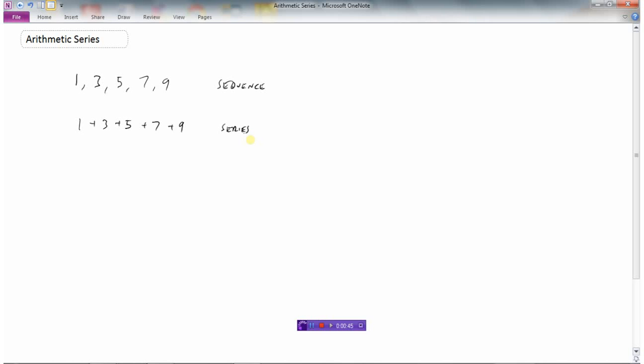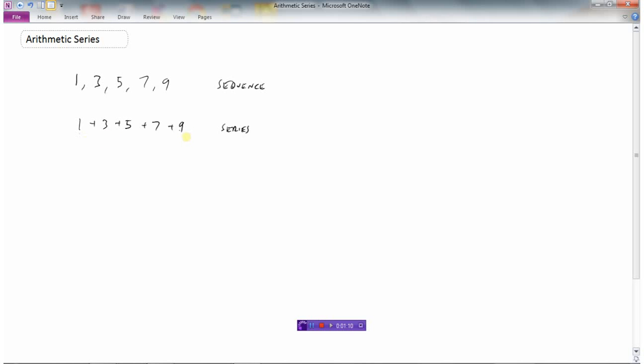And so how do we add up a bunch of terms? How do we add up all of these terms here that form this arithmetic pattern? Well, one way would just be to go 1 plus 3 plus 5 plus 7 plus 9 and add those up, maybe in your head or maybe using a calculator, whatever. There is another way of doing this that is a little bit intuitive.